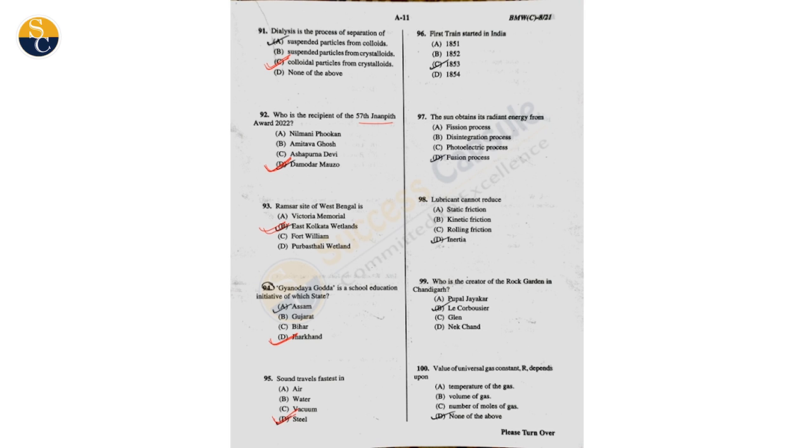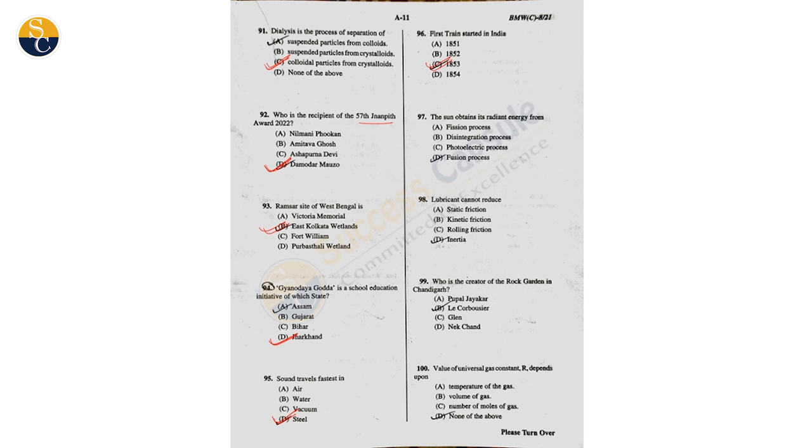Sound travels over 17 times faster through steel than air. So, D is the correct answer. Next, the first train in India was started on 16th of April 1853 between Boribandar, Bombay and Thane.